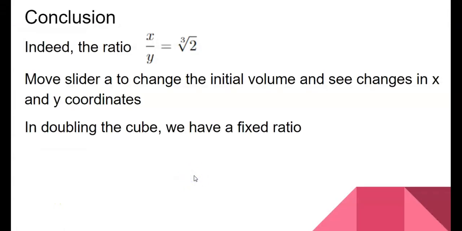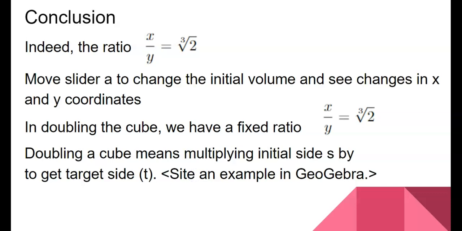Again, in doubling the cube, we have the fixed ratio x over y is equal to cube root of 2, where x is greater than y. And doubling the cube means multiplying the initial side length s by the ratio cube root of 2 to get the target side t.